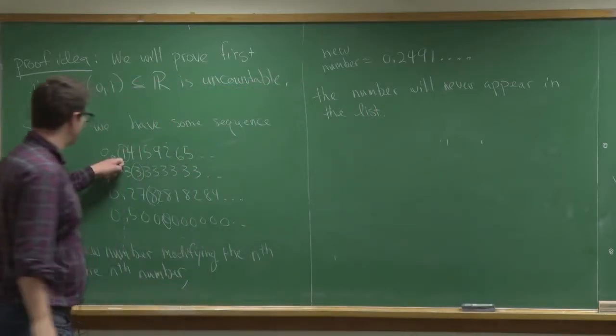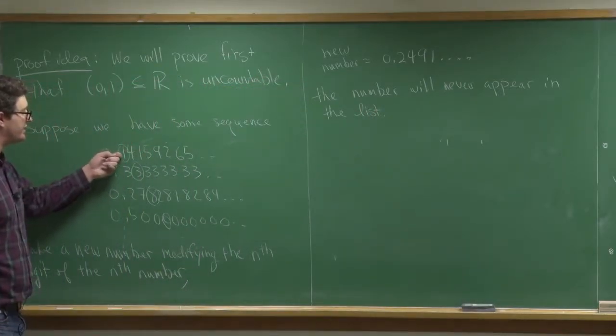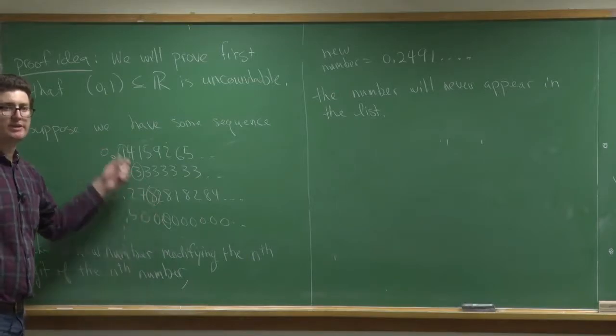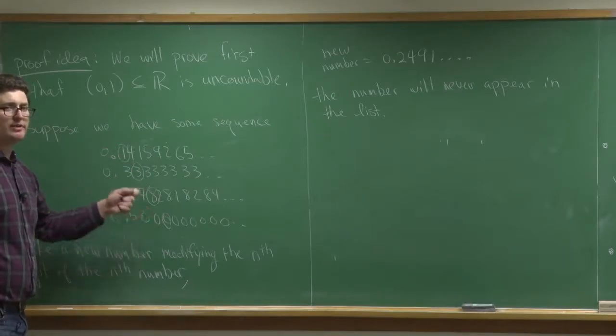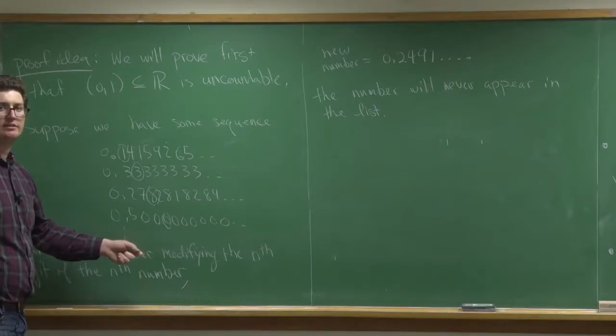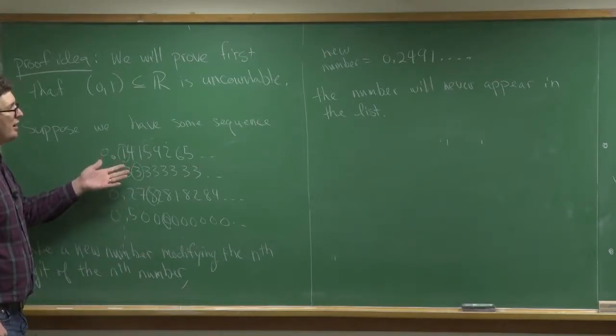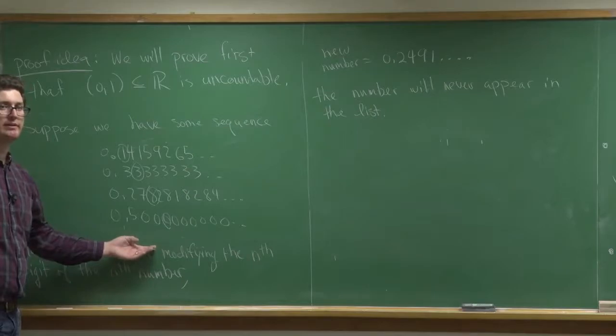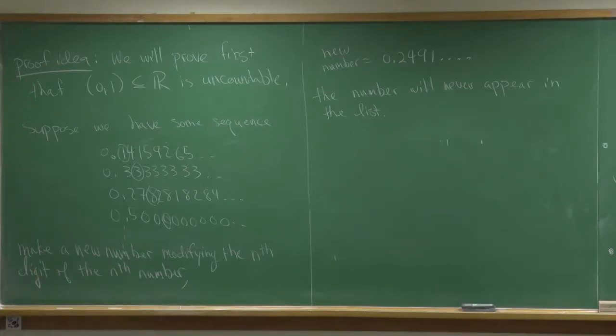Okay, so we made sure that it disagrees with every single number in the list. In particular, it'll disagree with the nth number in the nth list. You guys see that? Right, so it can't possibly appear. Yeah? Why exactly can it not appear?